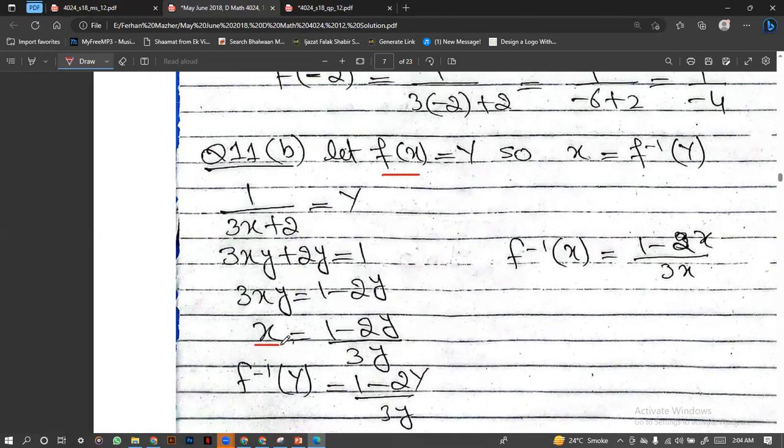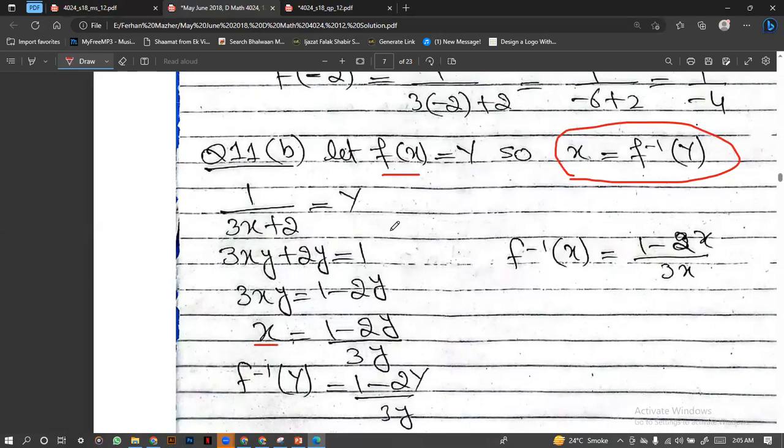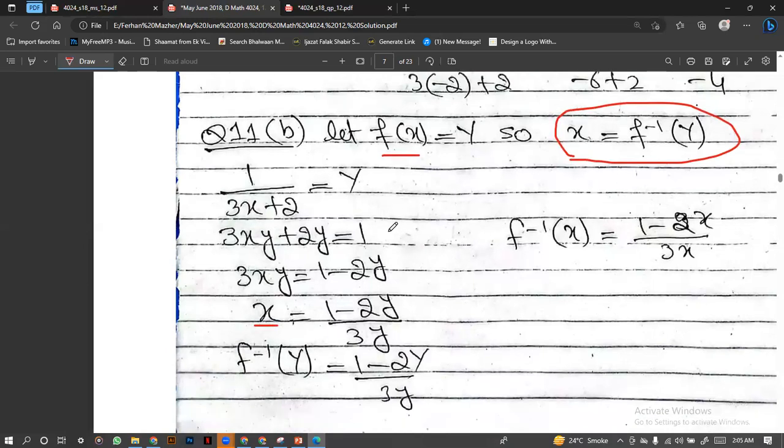So in the place of x, I will substitute this. In the place of x, I will put f inverse of y. So f inverse of y is equal to 1 minus 2y divided by 3y. So I will change the variable. Wherever is the y, I will change it with the x. So f inverse of x is equal to 1 minus 2x divided by 3x. This is my answer, sir. 1 minus 2x divided by 3x. This is the answer. So can you see that?